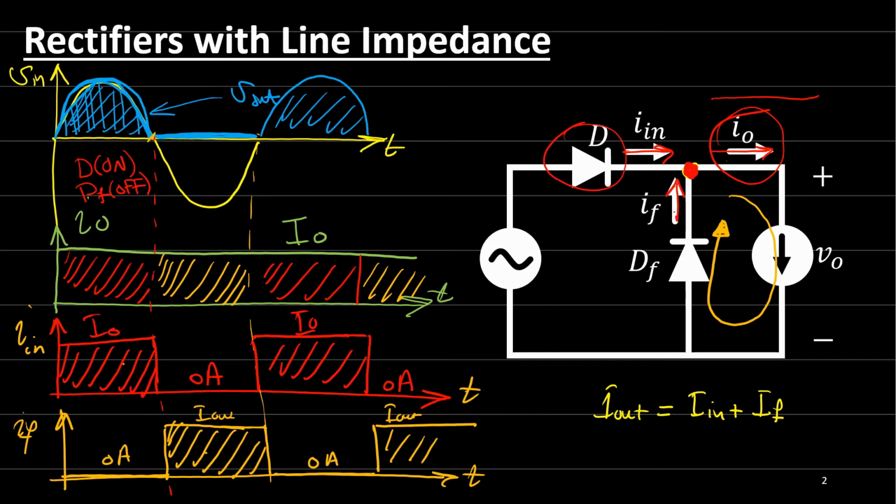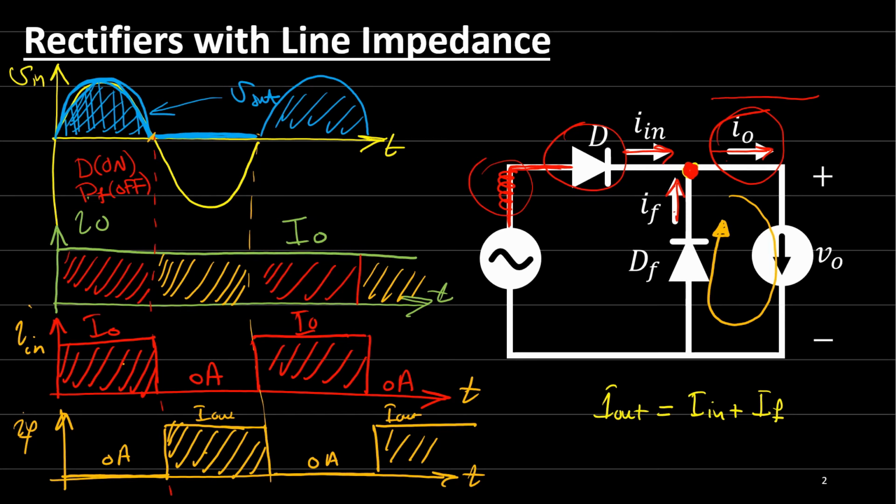But actually this behavior is not always true, or it's not true at all, because practically this input here is not a pure wire. We have the line impedance, the cable that's connecting between the source and the rectifier. It has some impedance. Okay, so here we can add inductance here. And this line impedance also makes delay for the current.